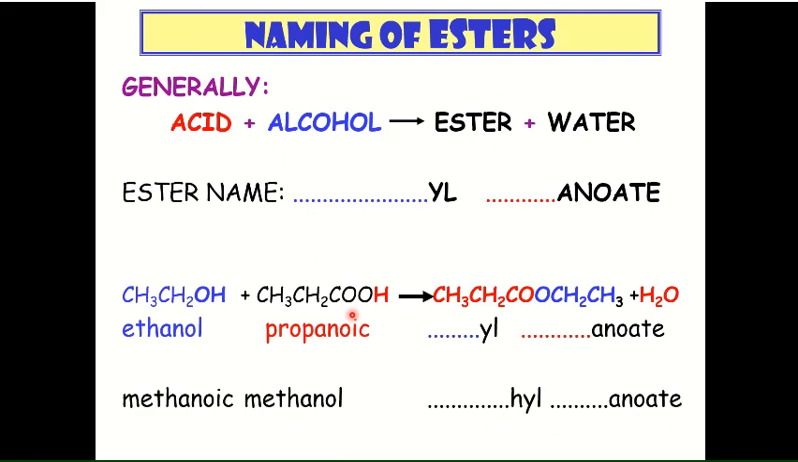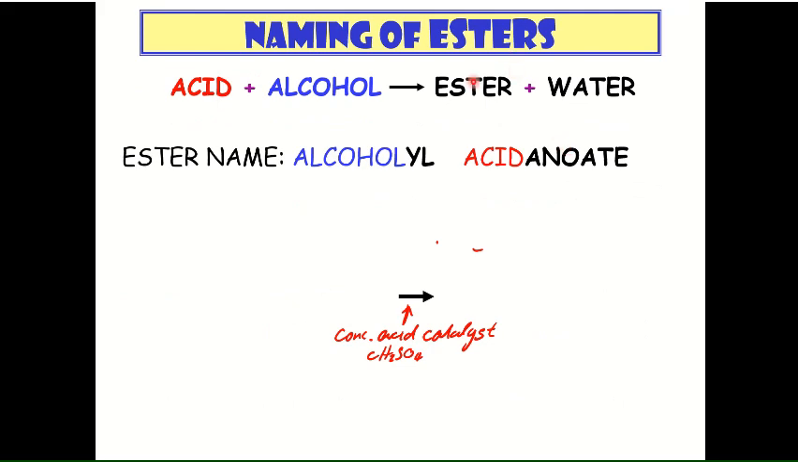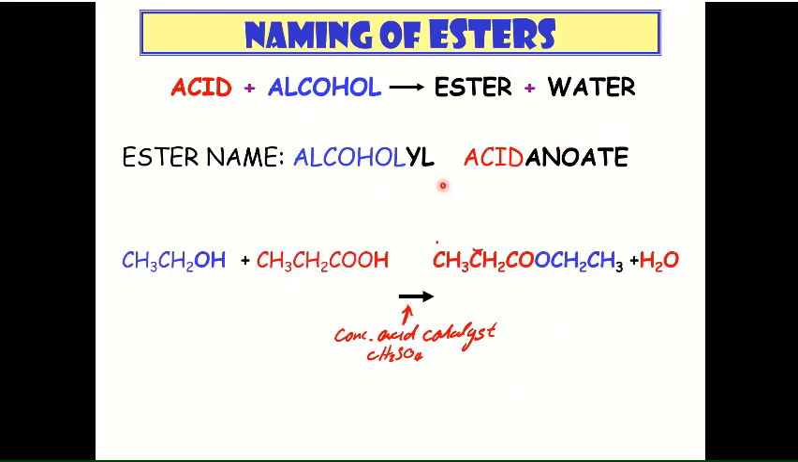So naming of esters here, I'm just trying to make this simple. If this actually makes it more complicated, then please forgive me. Acid plus alcohol makes ester plus water. So I've said it's alcohol-yl acid-anoate. That's how you make the name.